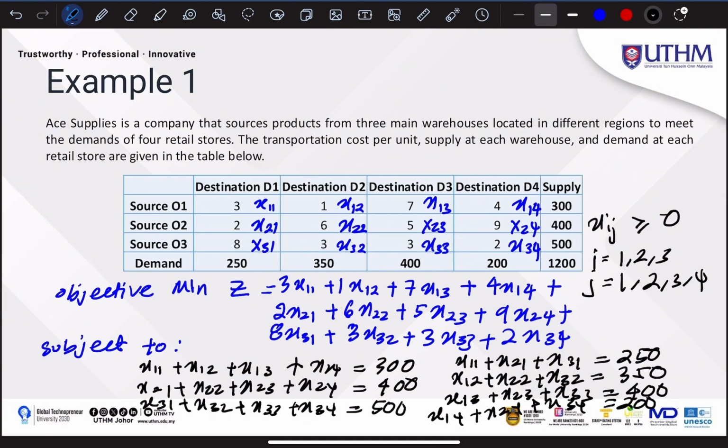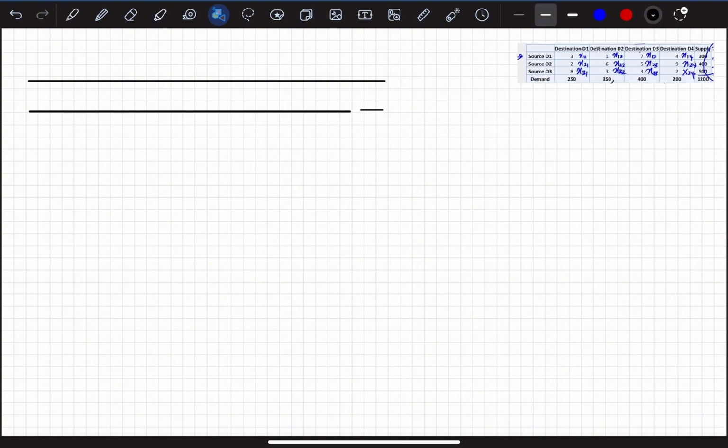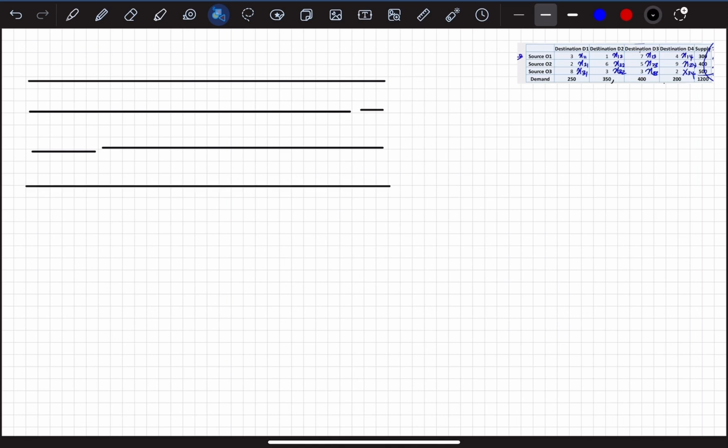Okay, so now we need to solve this problem using the northwest corner method. So you need to actually draw a table like this, representing all of the elements there. We need to draw the table first. Okay, so we have columns one, two, three, and then we have 4.